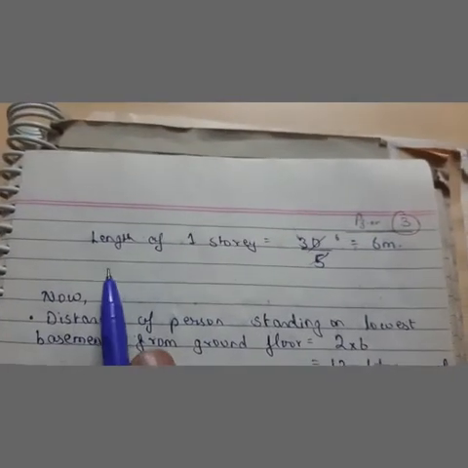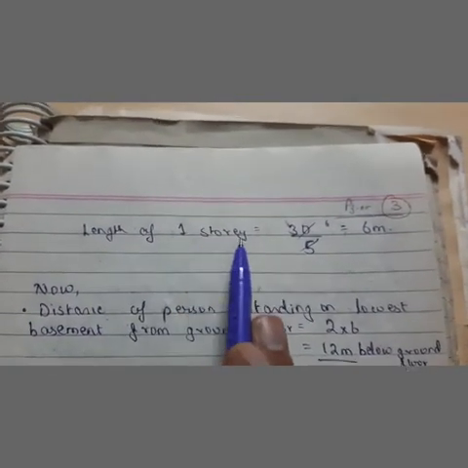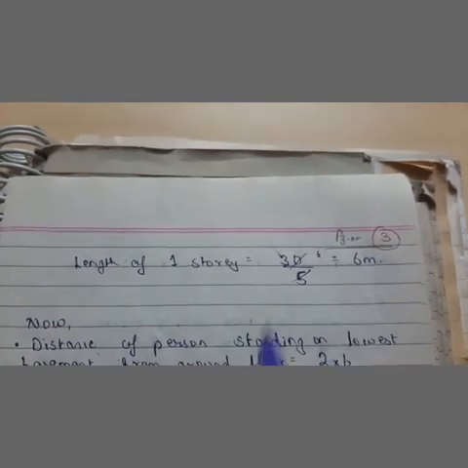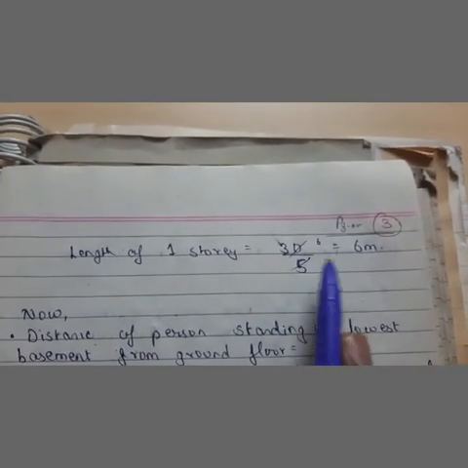So mathematically we can write that the length of one story is equal to 30 upon 5. When you divide it, the answer will come 6 meter. So this is the length of each story of the building.